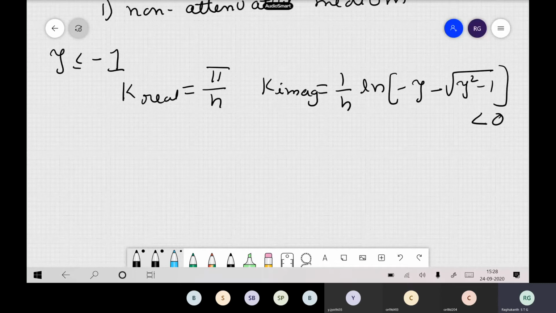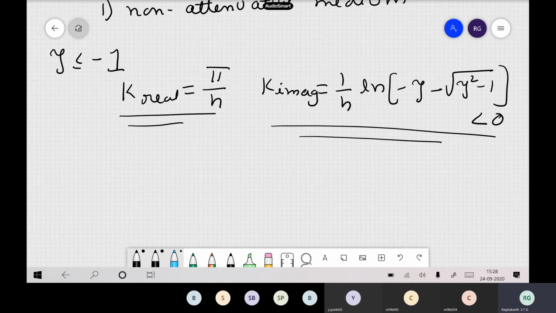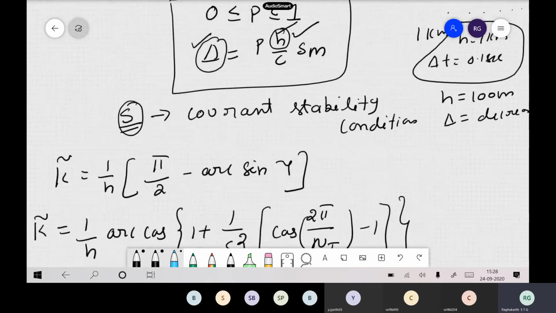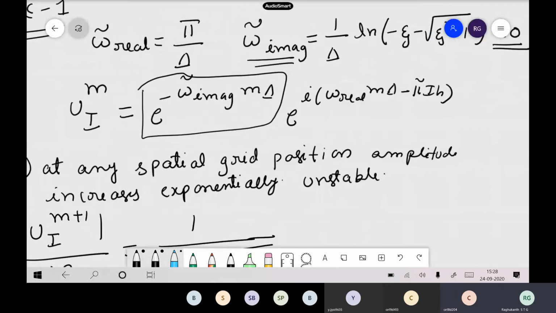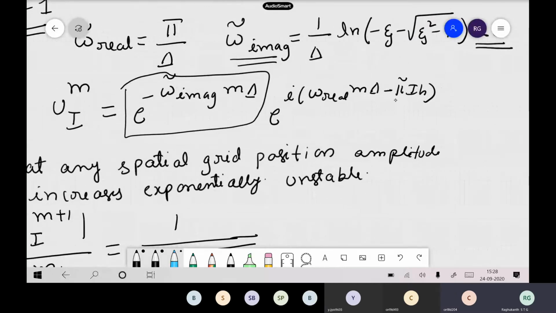Now when the imaginary portion is less than 0, what happens to the solution? You have a real portion, and you have an imaginary portion also. What happens to our solution? Whether it is stable or unstable, or what happens? Go by the same expression here. We check here, it will be stable here. Because already you have the minus sign here. So now what happens?